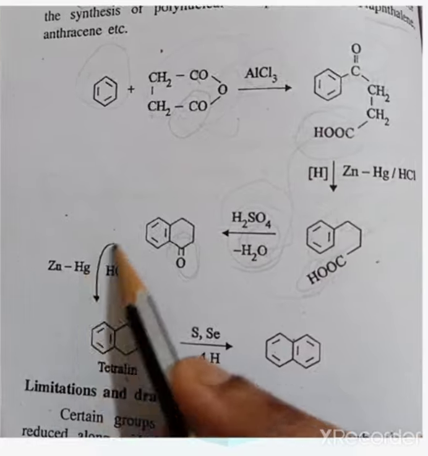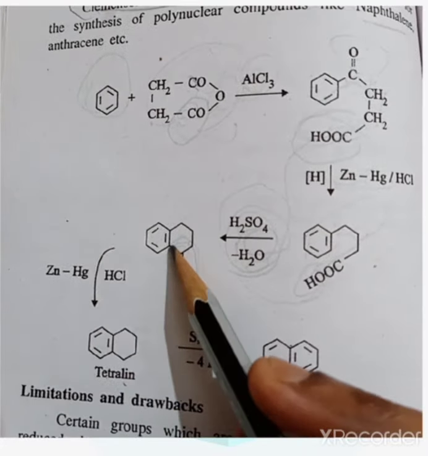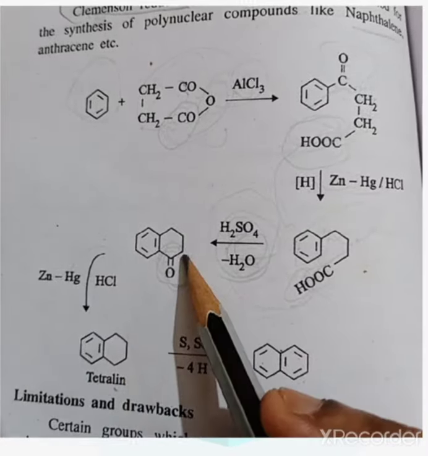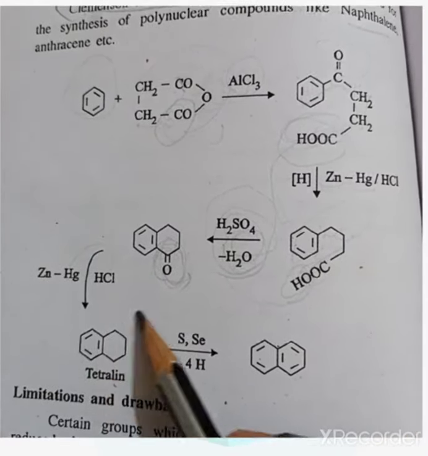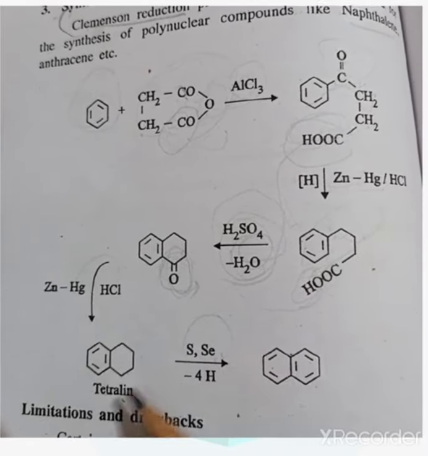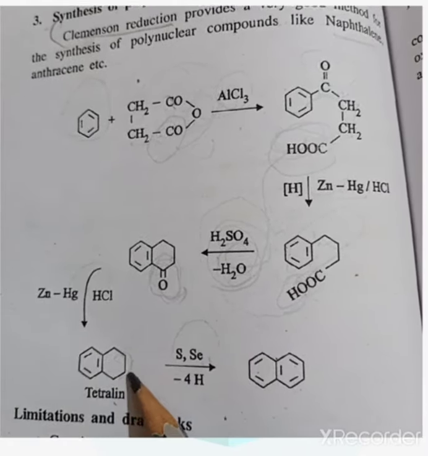Again amalgam added. Here the double bond O group will be removed. Okay, zinc HCl will be formed and amalgam will be formed. Double bond O will be removed. It is said to be tetralin. Okay, again we add sulfur. Okay, sulfur and selenium. So here the ring formation will occur in this reaction.